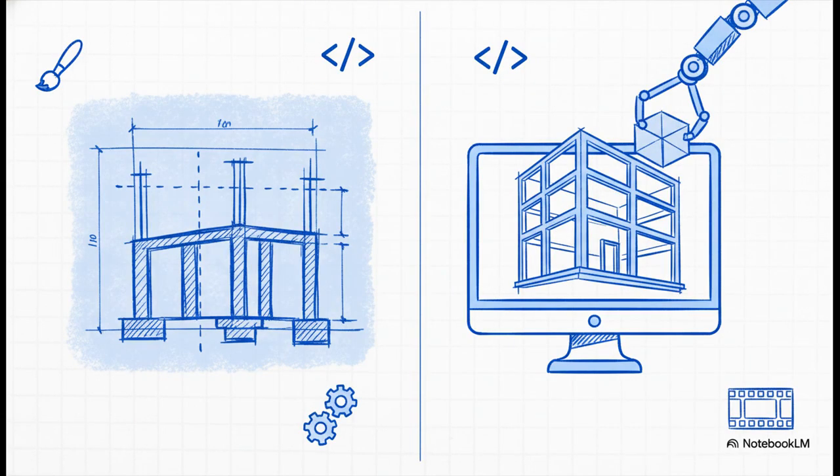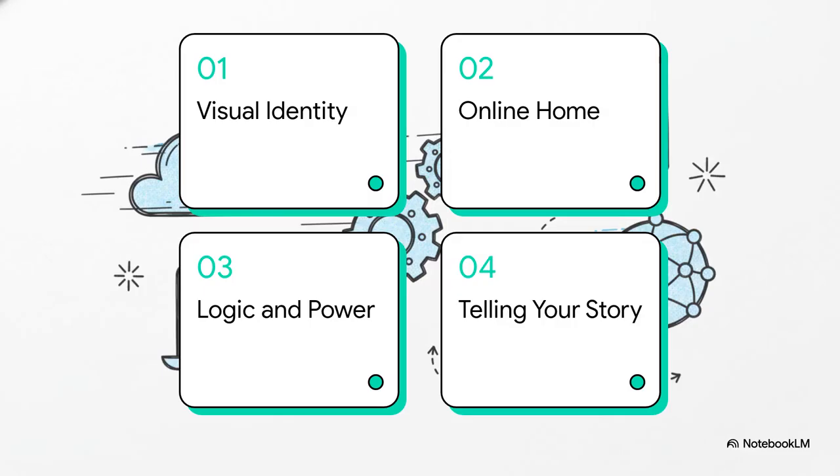We're not just going to talk about some abstract skills. Nope. We are going to build a project from the ground up, right here, right now, using 4 absolutely essential tools that every single digital creator needs to have. And here's our game plan, our blueprint. First, we'll craft a visual identity, give it a look. Then we're going to build it an online home. After that, we'll add the logic and power to make it work. And finally, we'll figure out how to tell its story to the world.